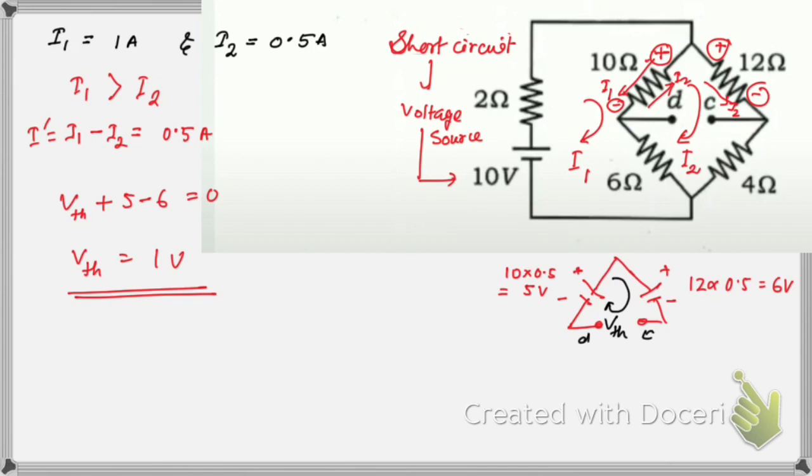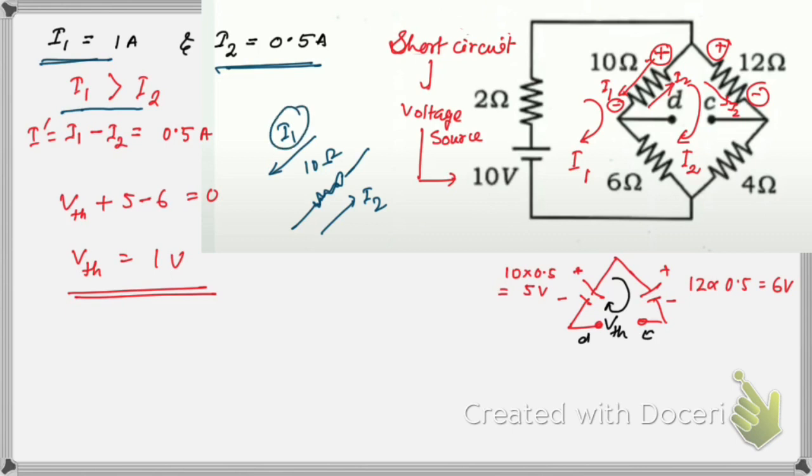So here you can see that current I1 is greater than I2. Let me see the net current through this 10 ohm resistance. This is the direction of I1 and this is the direction of I2. I1 is greater, so I1 is 1 ampere, and I2 is in the opposite direction, 0.5 ampere. So the net current will be directed in this direction, which is 1 ampere minus 0.5 ampere, that is 0.5 ampere.